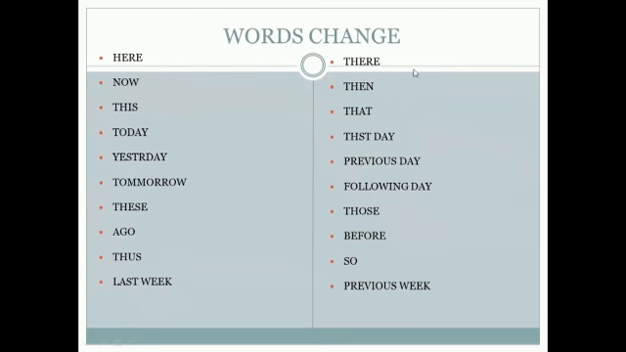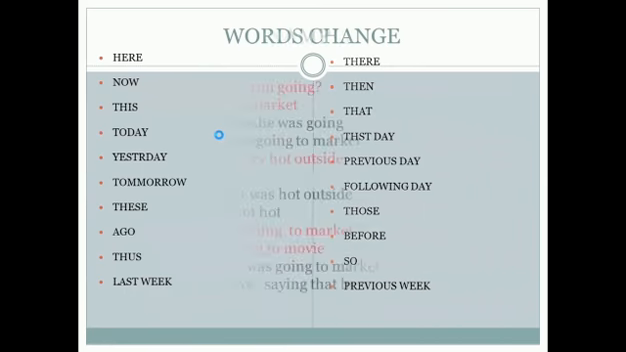So the words will also be changed if a sentence is converted from direct to indirect speech. So here changes into there, now into then, this into that, today into that day, yesterday into the previous day, tomorrow into the following day, these into those, ago into before, thus into so, and last week into the previous week.